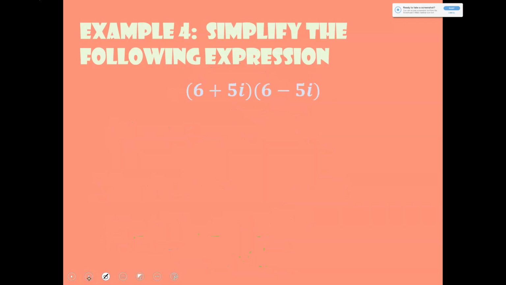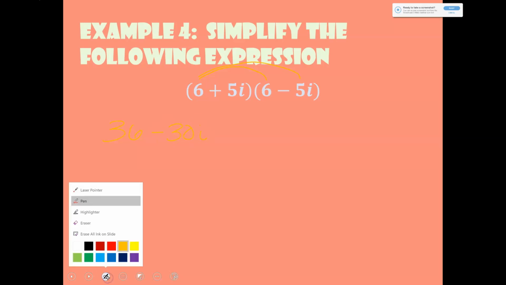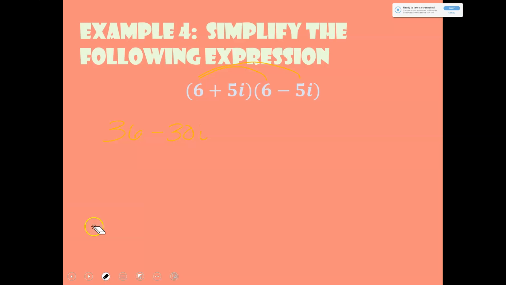Number 4, let's do another one. Double distribution, okay? So we're going to take that first term and we're going to distribute it. So we're going to say 6 times 6, which is 36. Then I'm going to say 6 times negative 5i, which is negative 30i. So that's one distribution.